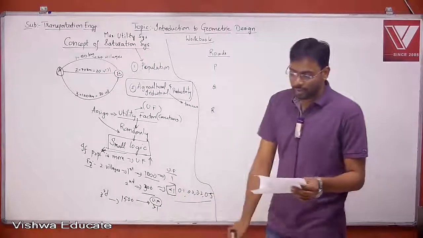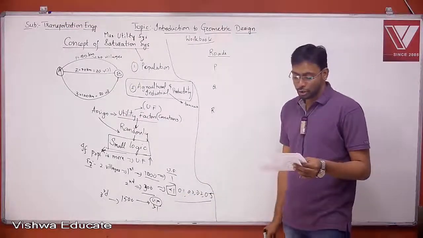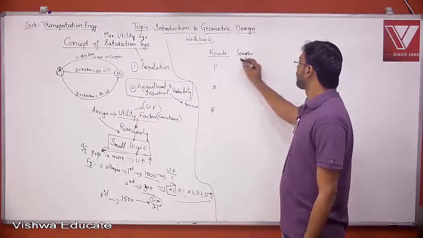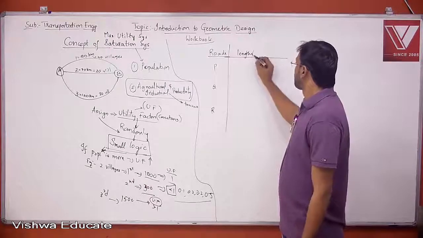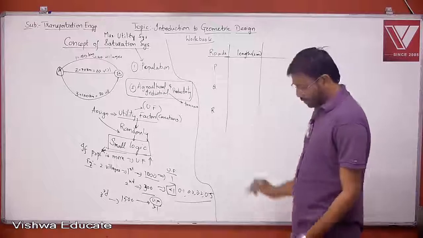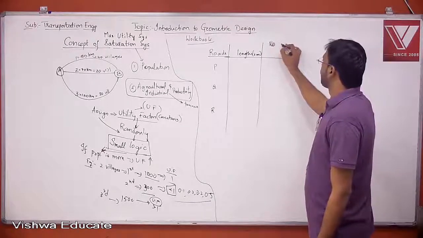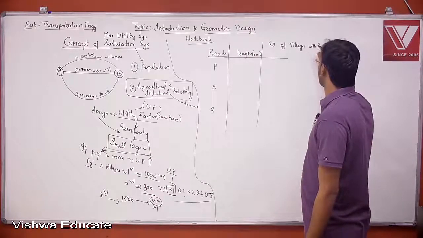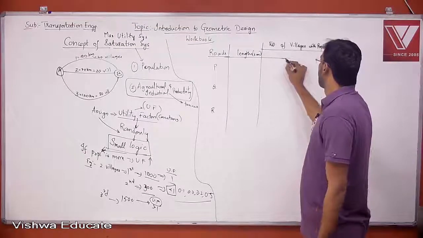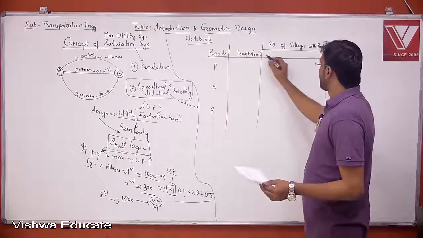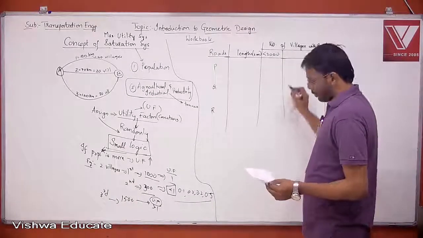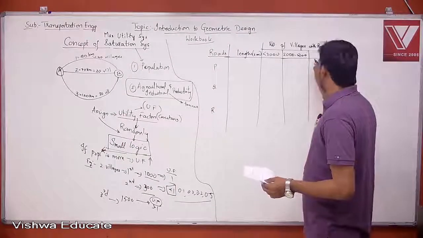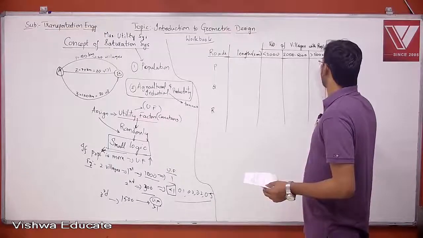Based on the principle of maximum utility, the order of priority should be what? So the corresponding lengths are also given in the table. So I'm drawing that table here. Lengths, number of villages with population less than 2000, 2000 to 5000, and greater than 5000. Right?